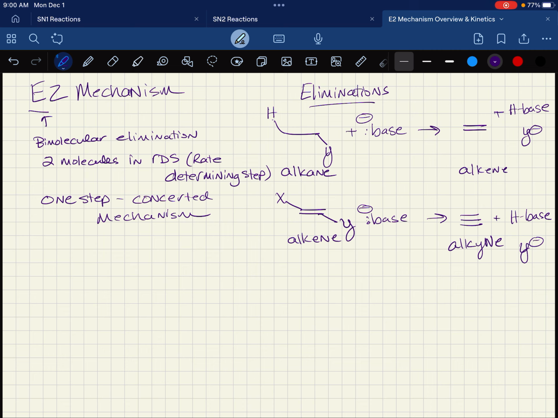And we'll talk more about the stereochemistry in another video, but this one is stereospecific. So for some molecules, that will mean you will get a particular outcome. So the mechanism for the E2, since it is bimolecular, is that the base and the substrate are together in that mechanistic step. So let's take a look at the mechanism.